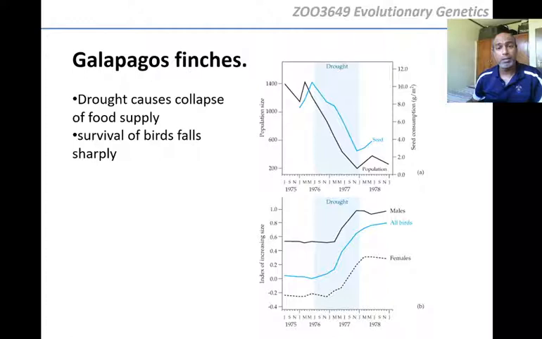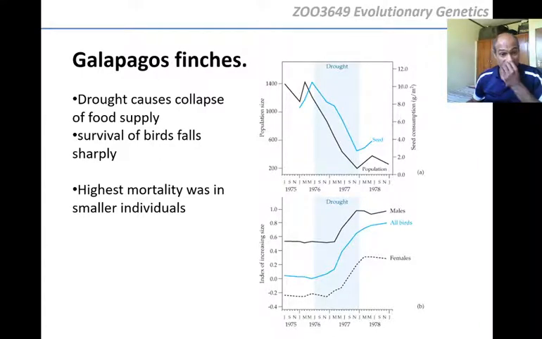Right? What happened also here? The blue line shows you the consumption of seeds also dropped. Okay, so this is telling you that the population collapsed. So the food collapsed, the population collapsed. Okay? So what does the next graph show us? The highest mortality, okay?